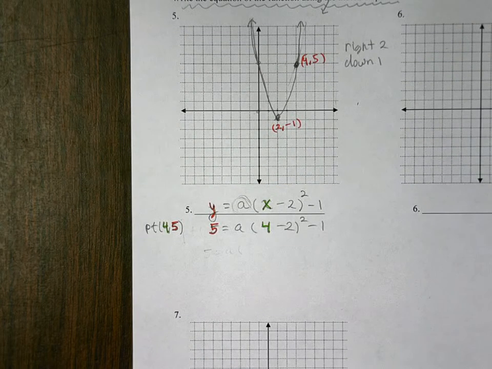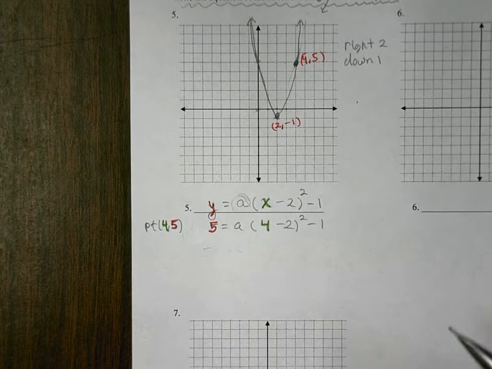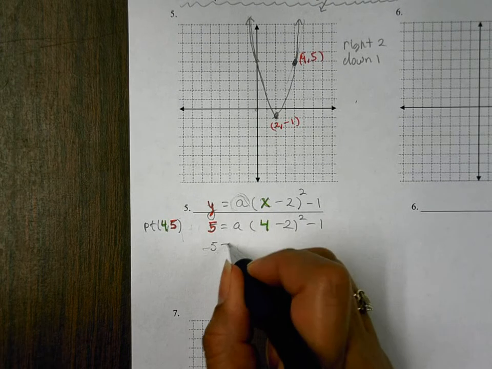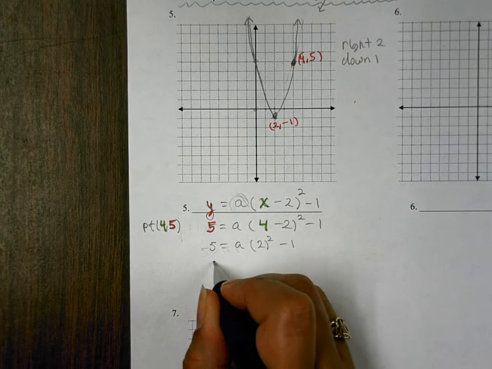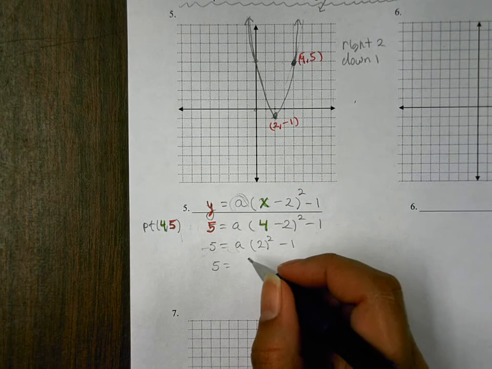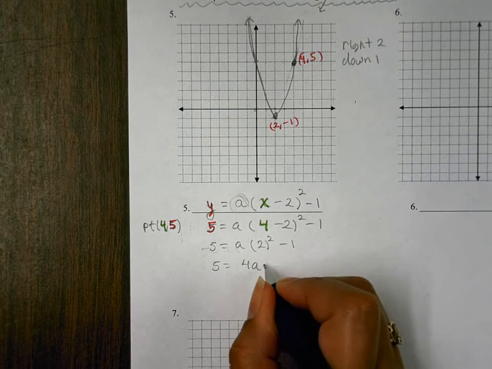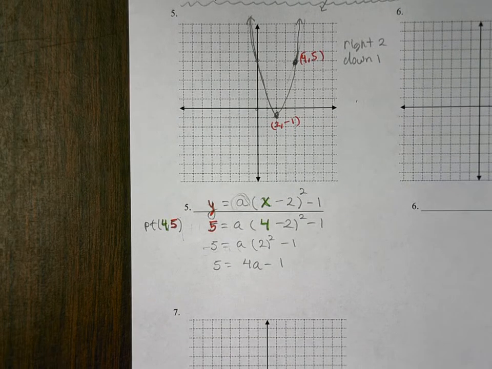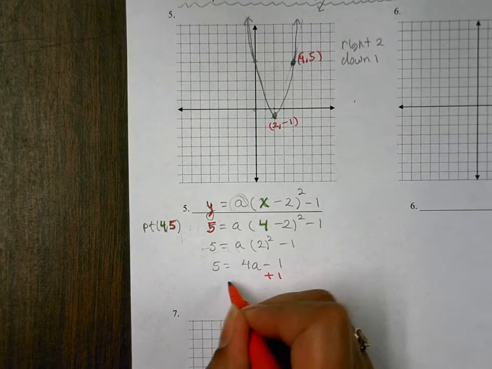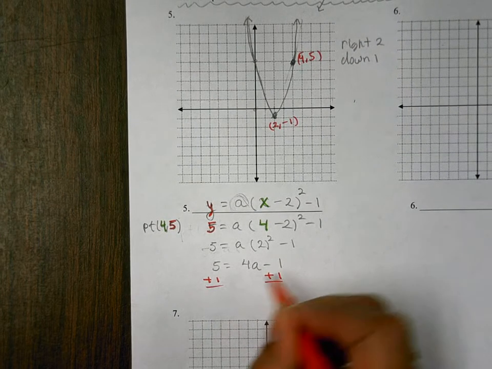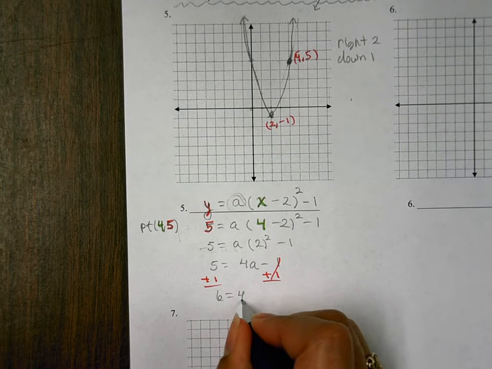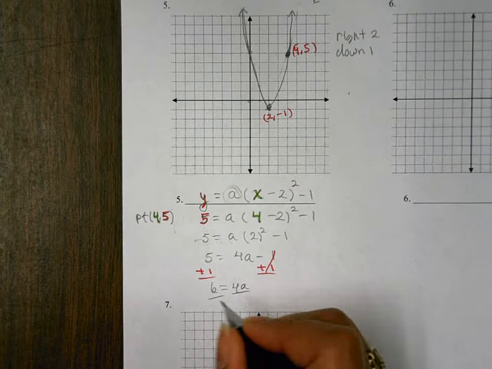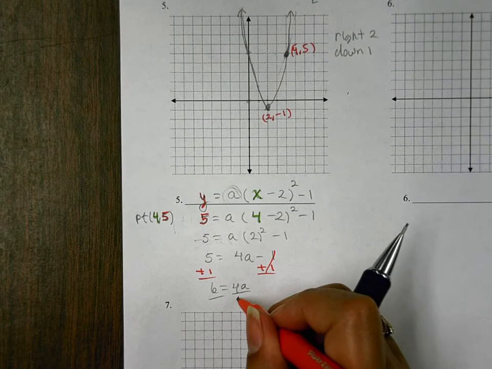Okay, now I am going to clean things up. 5 equals a, 4 minus 2 is 2 squared minus 1. 2 squared is 4, so I have 4a minus 1. And now that's a simple two-step equation. Add your 1 to the other side. 5 plus 1 is 6 equals 4a. Divide both sides by 4 and reduce.